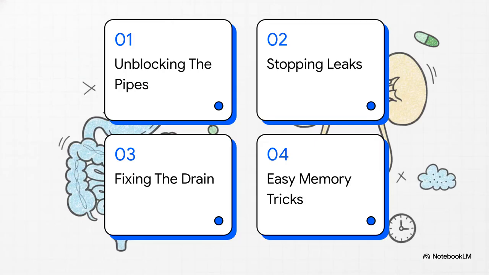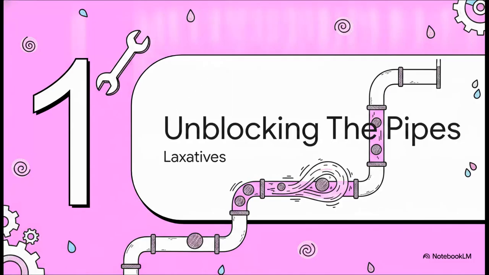Here's our game plan for this explainer. First up, unblocking the pipes with laxatives. Second, stopping leaks with antidiarrheals. Third, fixing the drain with urinary drugs. And finally, we'll wrap up with some really easy memory tricks. All right, let's jump right into part one, unblocking the pipes, laxatives.